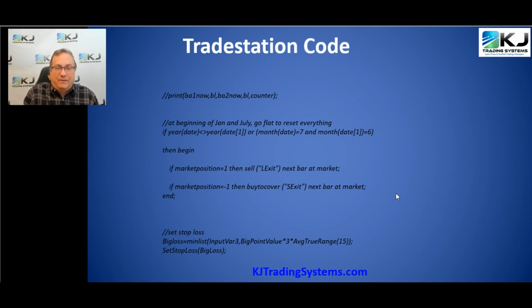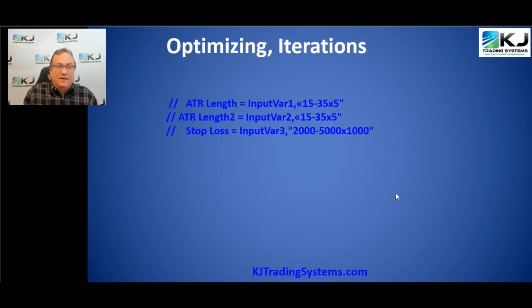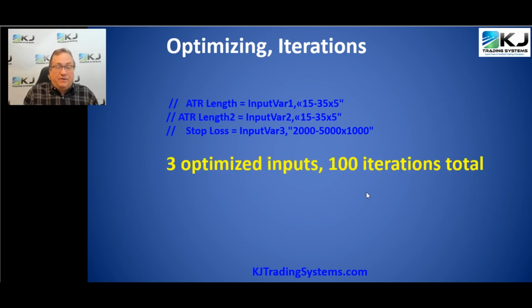This is one that really wasn't that complicated. Three variables that I'm optimizing. There's a couple ATR lengths. There's also a stop loss. 100 iterations total.